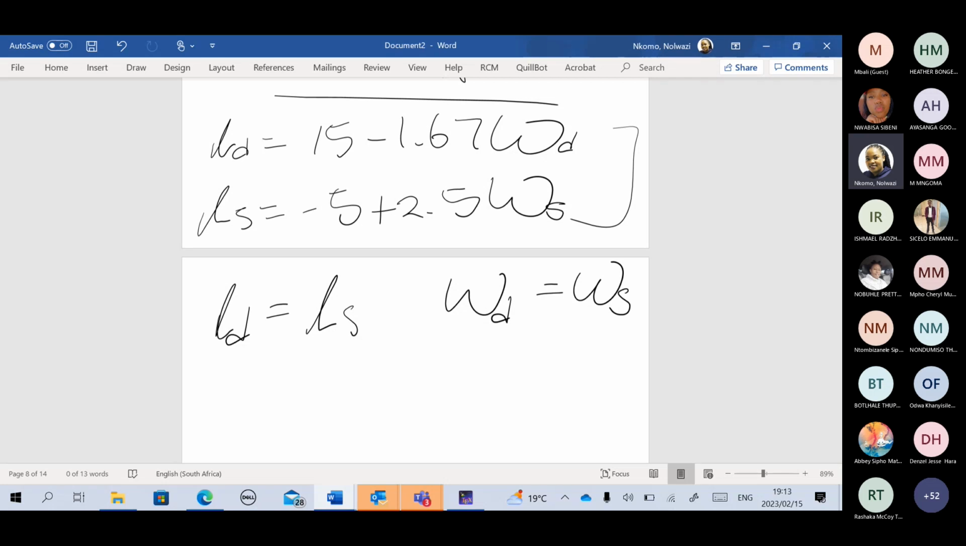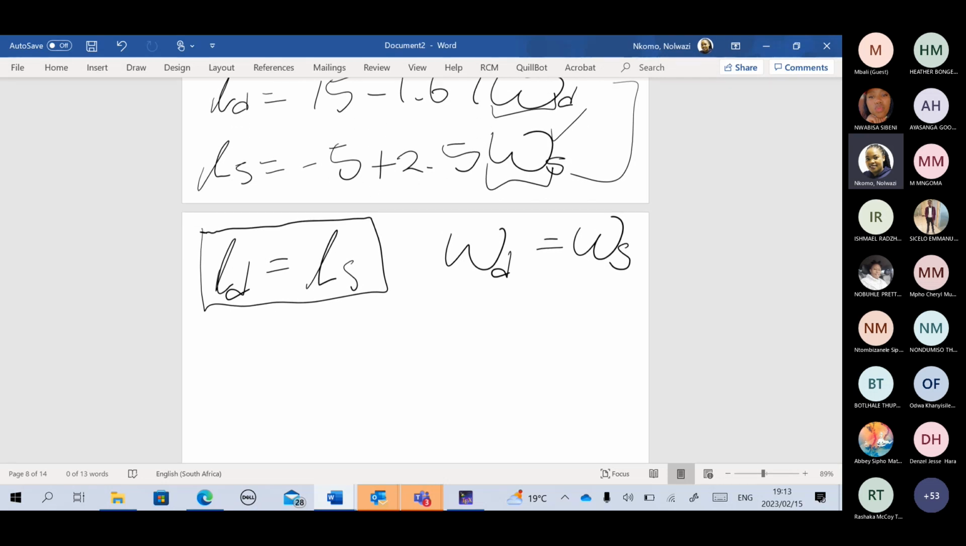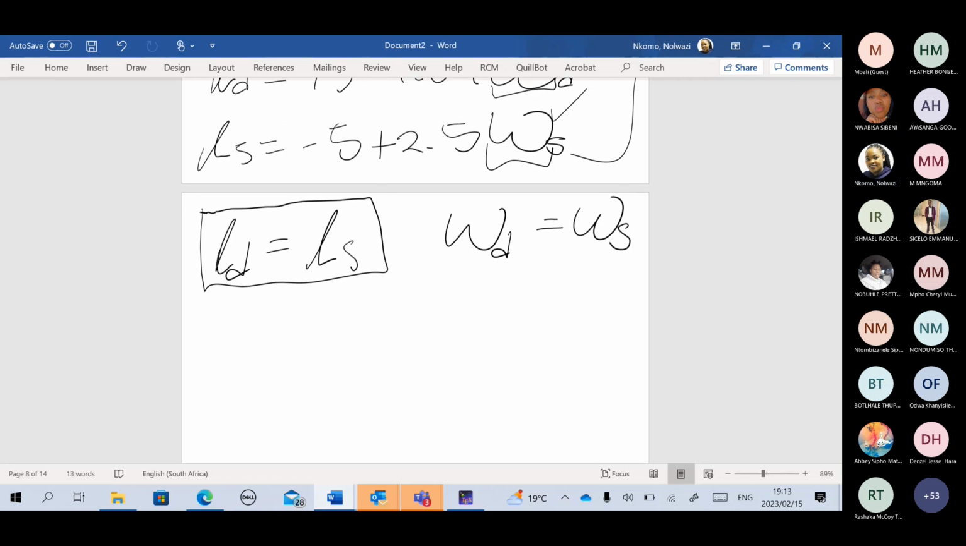Which means you can just use any of the two to find our equilibrium points. But in this case, our labor market demand and supply functions are given as a function of the wages. So we can use this condition to find the wages first, and then use our wages to find the number of workers.